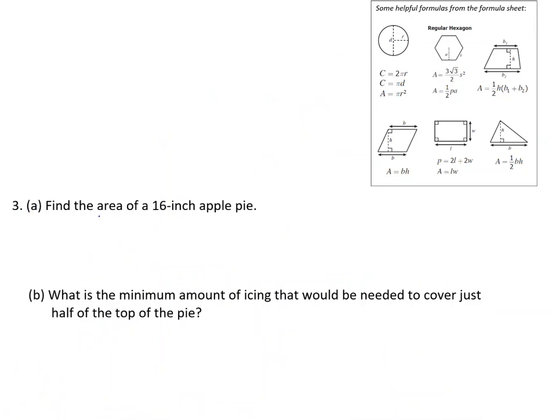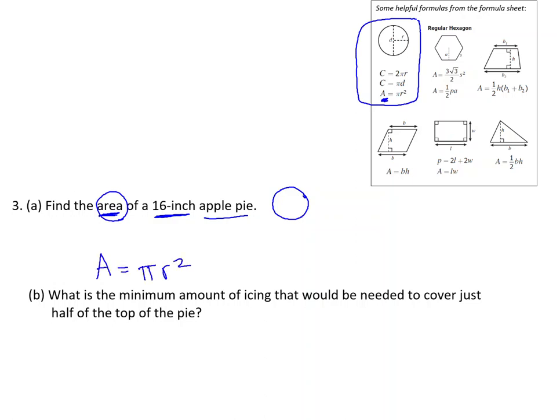Number 3, find the area of a 16-inch apple pie. I know an apple pie is the shape of a circle, and I need the area. So I'm going to look at the circle formulas. I see capital A for area, and the formula I need is A equals pi r squared. Now remember, for circles, that r is for the radius, while the d is for the diameter.